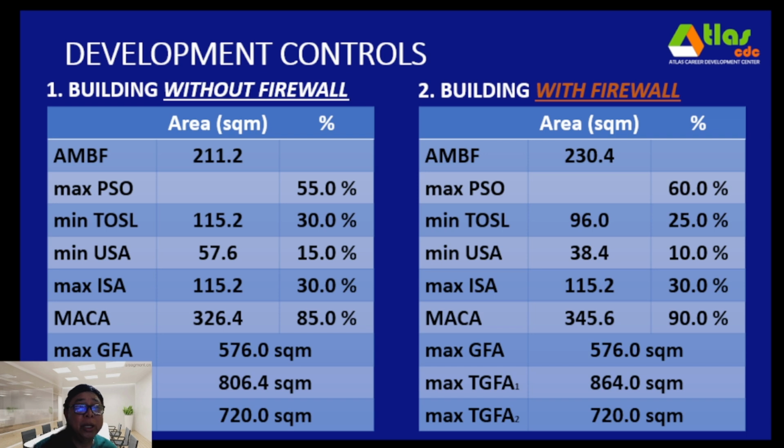So this will now serve as your guide so that when you prepare your plans, if you opt to have no firewall, then your layout and floor areas should not exceed the maximum values here or be below the minimum values here for the building without firewall. And the same goes for if you are going to build a structure with firewall on this particular lot, then this will be your guiding values when preparing your plans. So that's it.